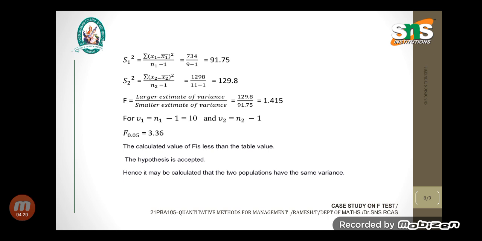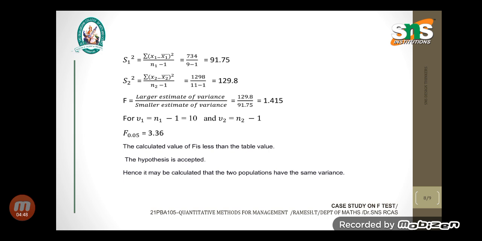The degrees of freedom of the first value is 10. That is, 11 data, so 11 minus 1 is 10, and for the second data it is n2 minus 1. So we get the F-test table value at the 5% level as 3.36. Since the calculated value of F is less than the table value, we accept the null hypothesis. Hence, it may be concluded that the two populations have the same variance.